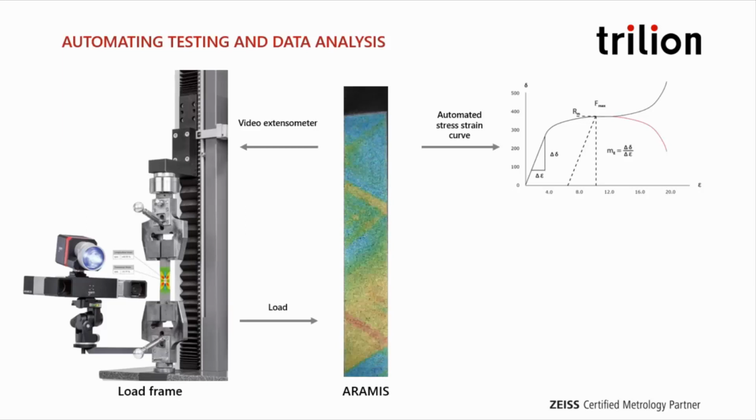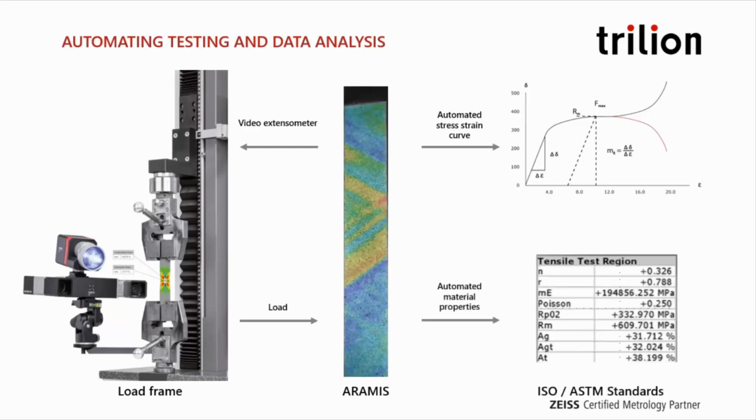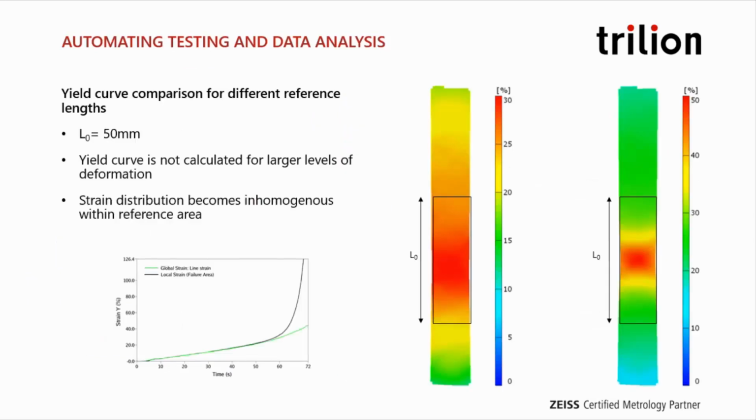You can also automate it, which means you can output things like the stress-strain curve, and you can input some of the data for the material and create these reports automatically. And then finally, you can customize how the outputs and how you're performing some of this analysis. Again, this is just a little bit more of that, where we're showing the yield curve comparison for different reference lengths.